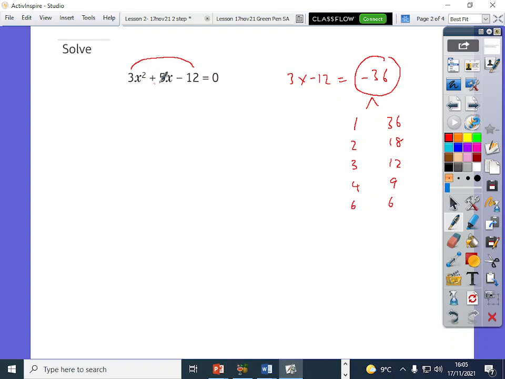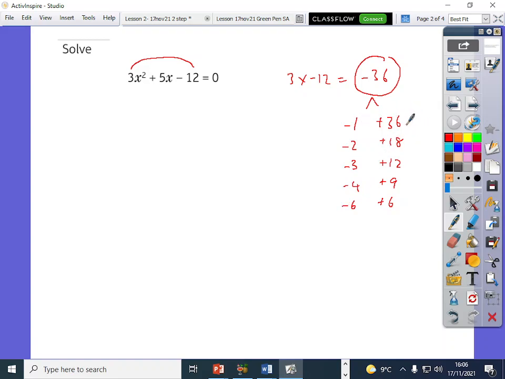Now I know that I want to end up with a positive 5. And I know that one of these numbers has to be negative to multiply together to give me a negative 36. So the bigger number is going to be positive, and the smaller number of each pair is going to be negative.